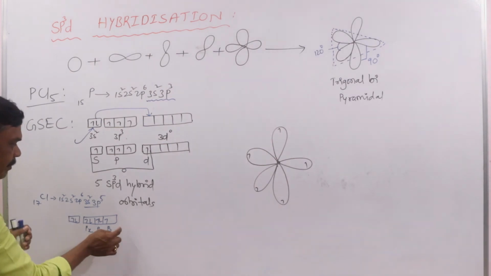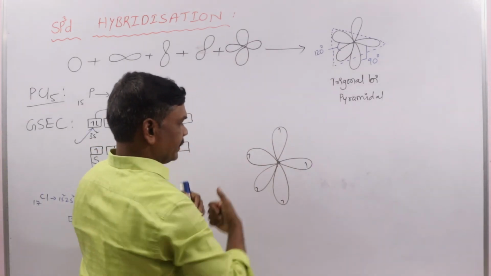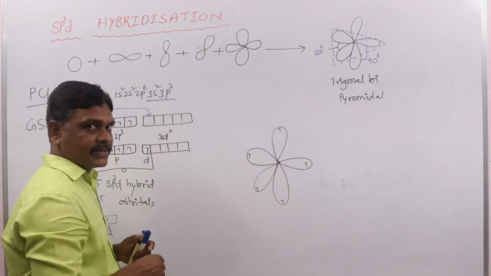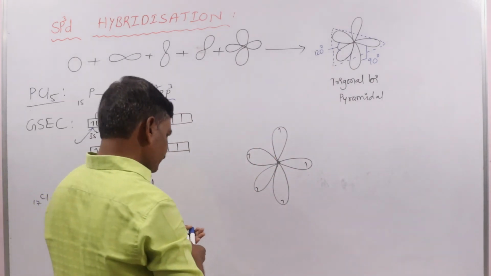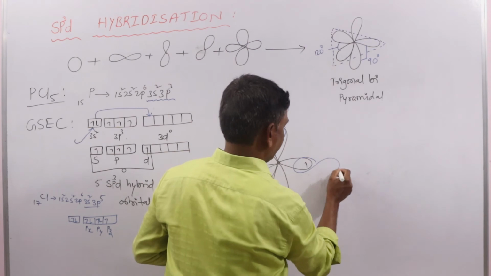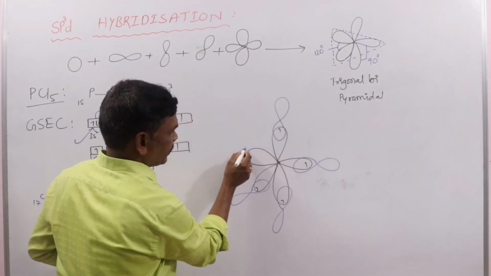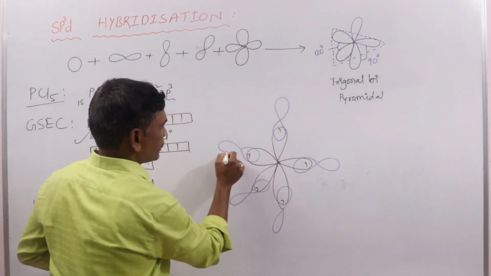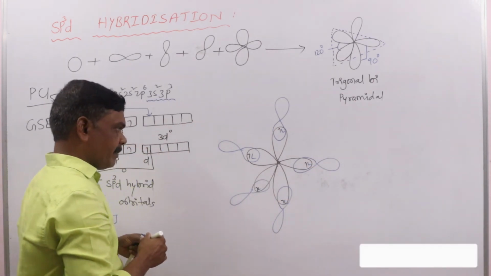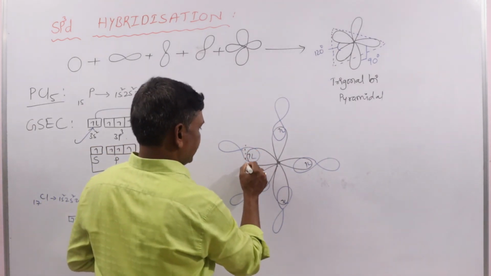Now the 5 pz orbitals of chlorine linearly overlap with the hybrid orbitals of phosphorus. First pz orbital, second pz orbital, third pz orbital, fourth pz orbital, and fifth pz orbital. So which overlapping? Linear overlapping, and formation of sigma bonds is taking place.